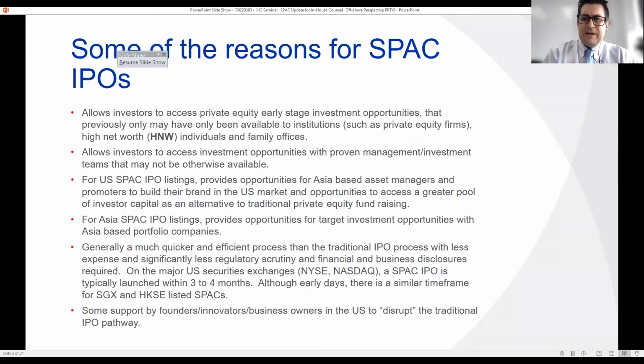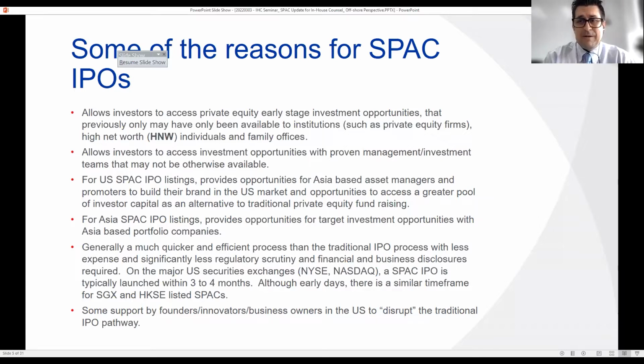It also is potentially a much faster and less expensive way of pursuing a public company listing rather than going down the pathway of a traditional IPO. So a traditional IPO, and it depends upon the particular exchange where you're looking to list, and I'm speaking in very generic terms here, but the US SPAC IPO process is actually much faster and less expensive than doing a normal IPO on the New York Stock Exchange or NASDAQ. So you can launch a SPAC IPO in 3 to 4 months.